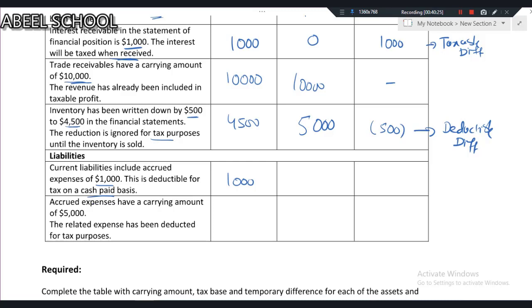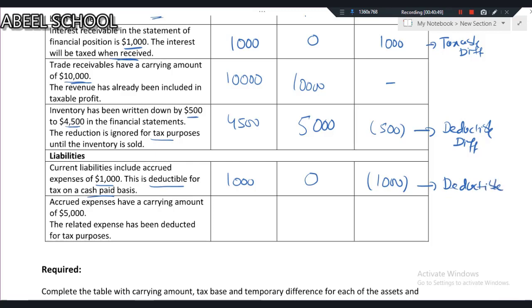Read the question. It says this is deductible for tax on a cash basis. So right now it is accrued, and they are not accepting the accrued. If they are not accepting accrued as a liability, the tax base will be zero. So this 1000 will be a deductible difference. I'm showing deductible difference as negative.